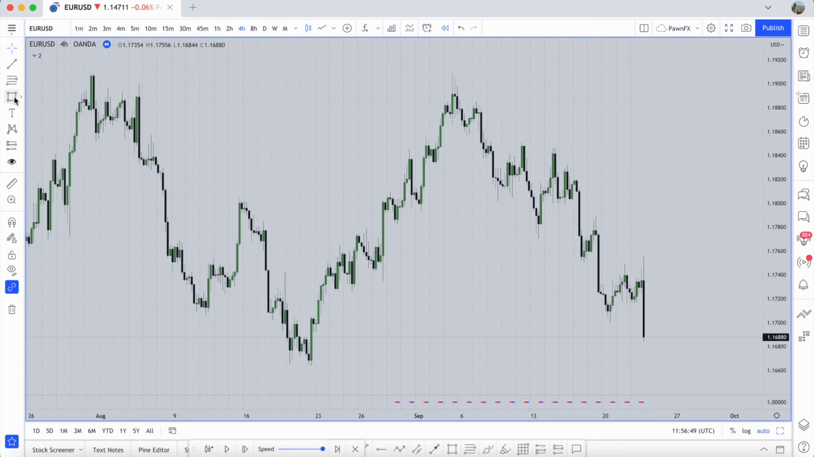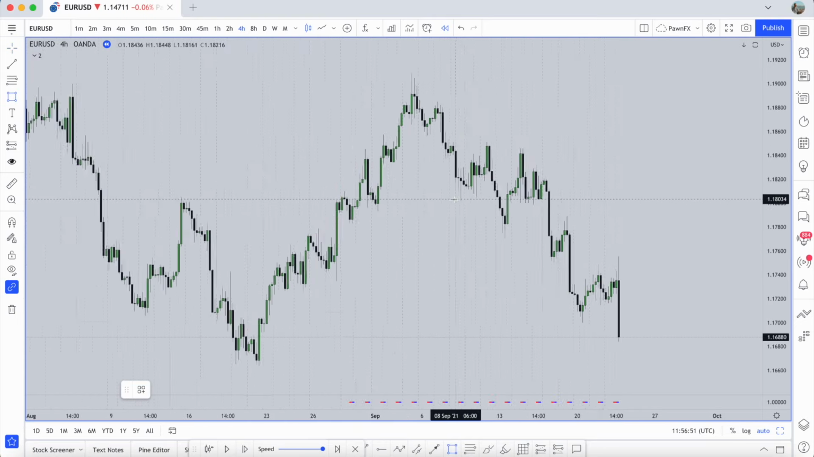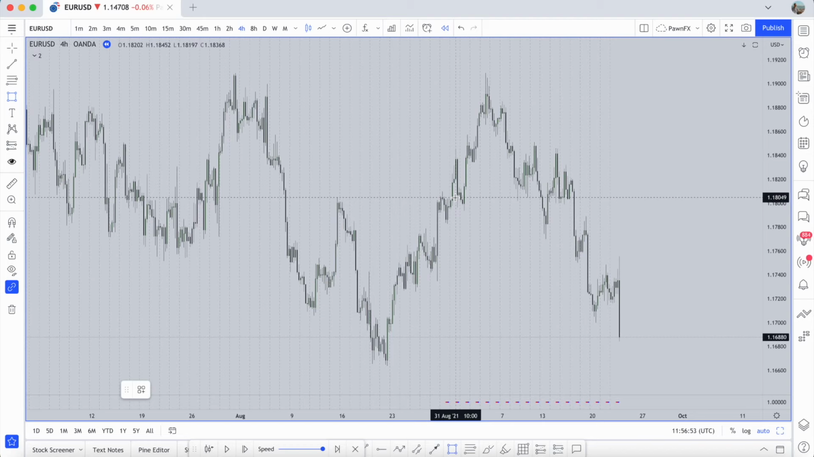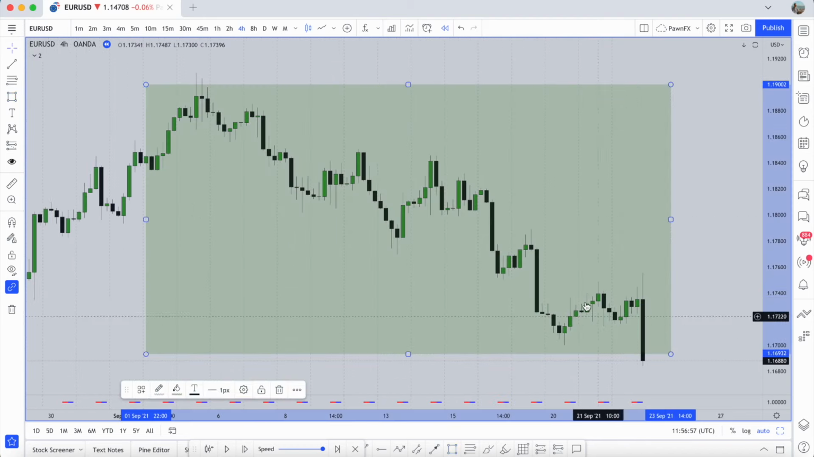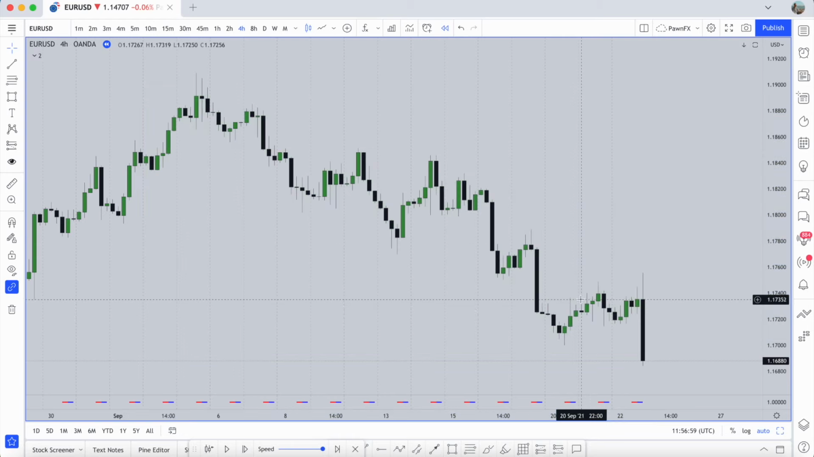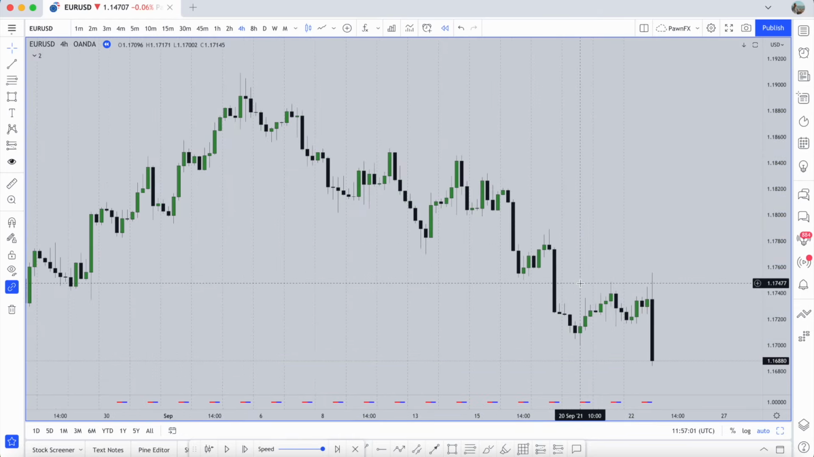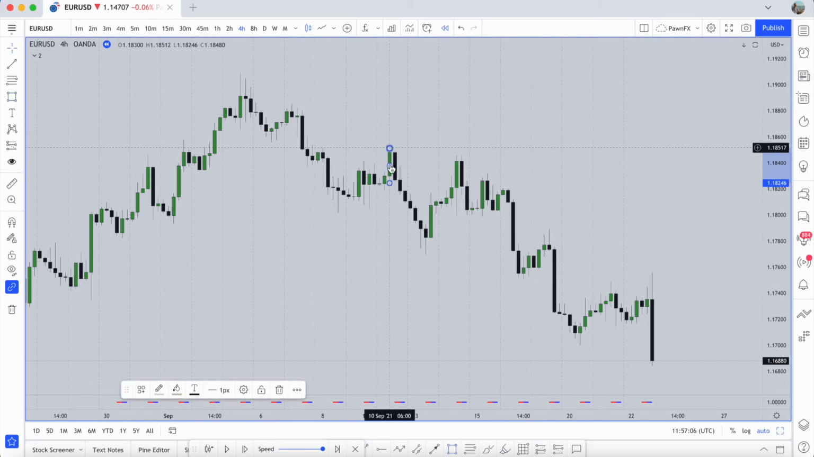So let's just look at it on a lower time frame. We're on the 4 hour right now. We're still on Euro USD, and what we're going to do is we're going to zoom into this area right here, okay? So where does your eye go to straight away? My eyes go straight to this order block here, okay?